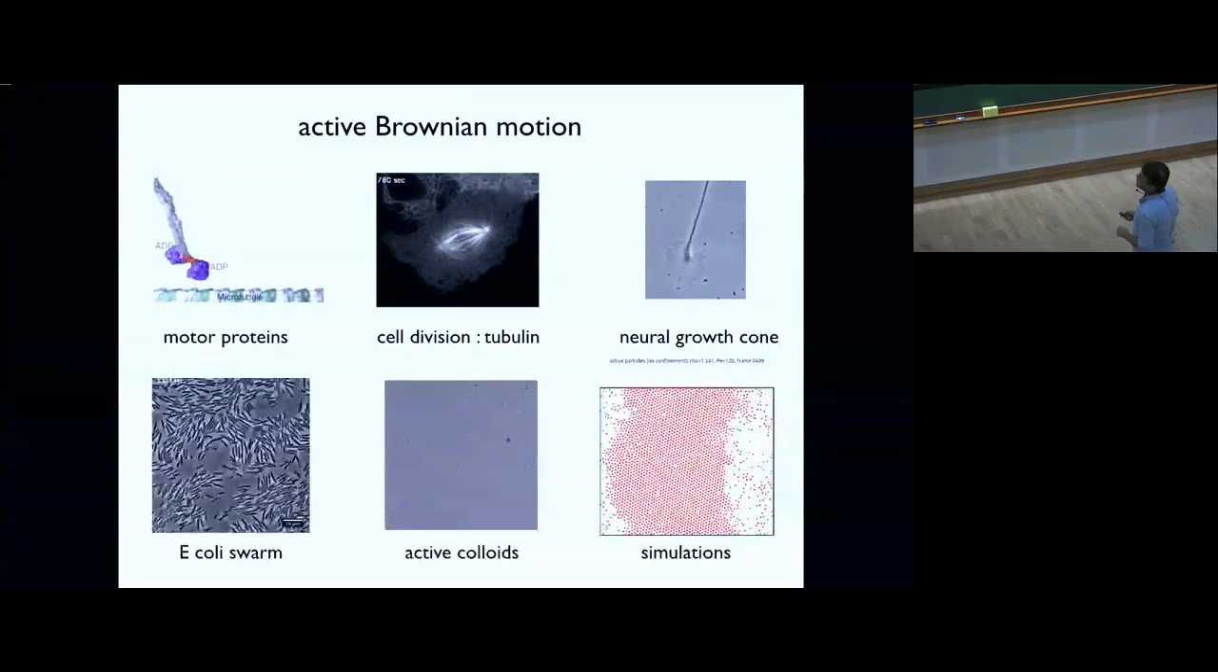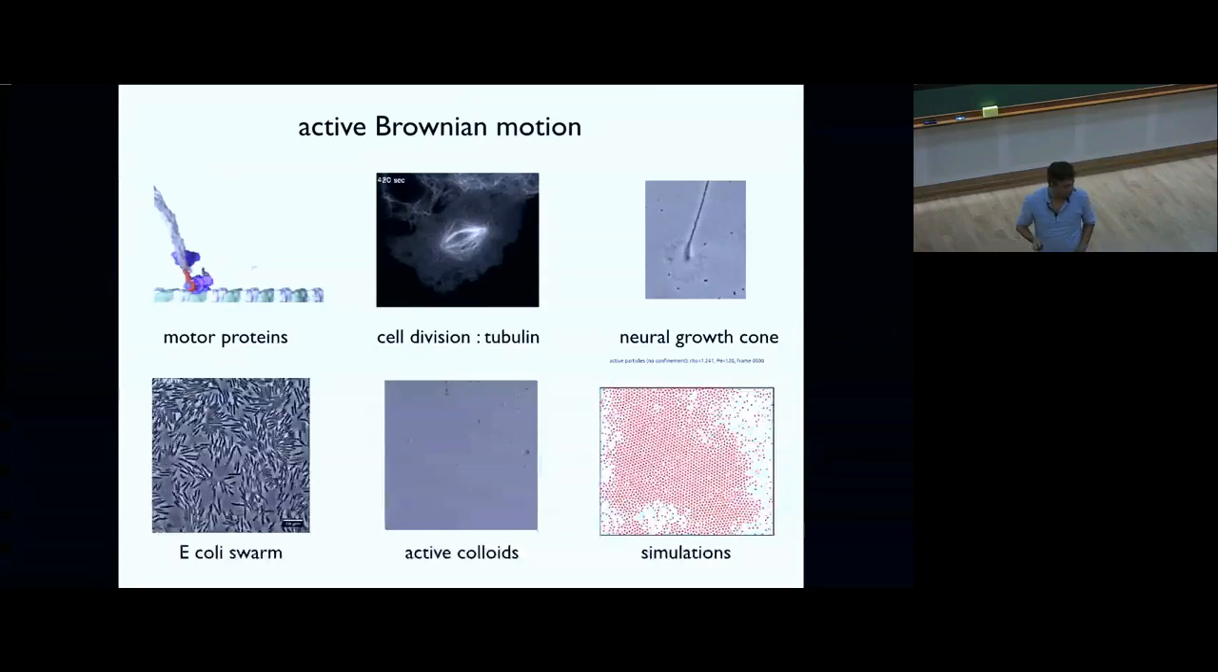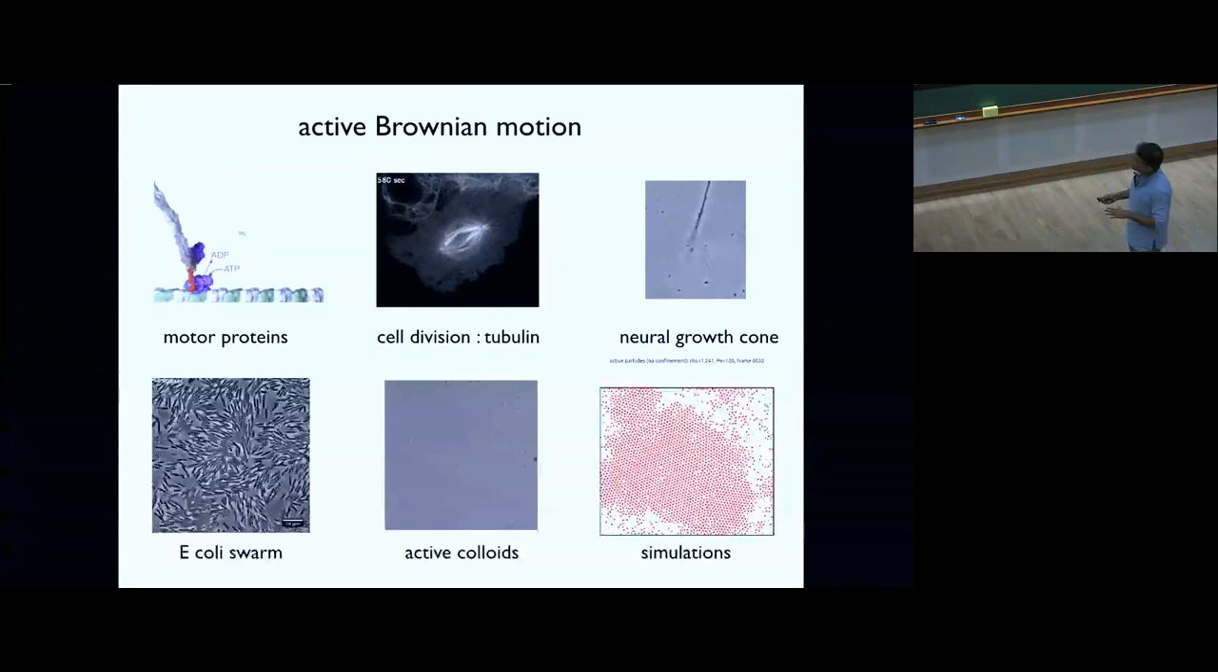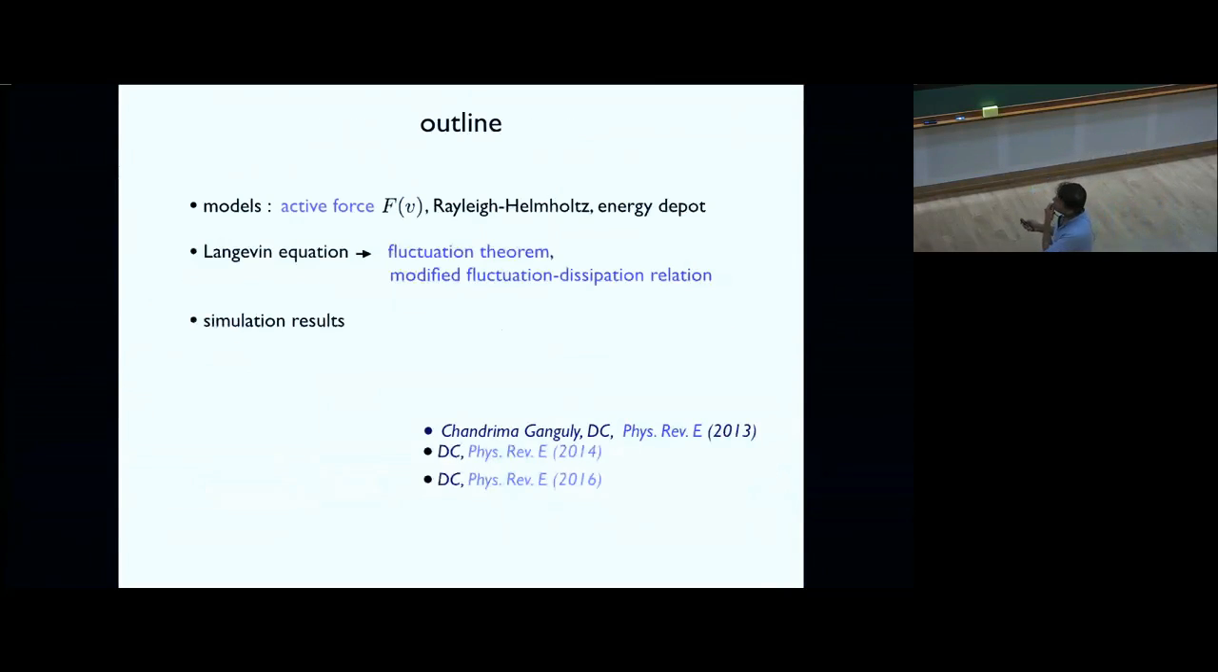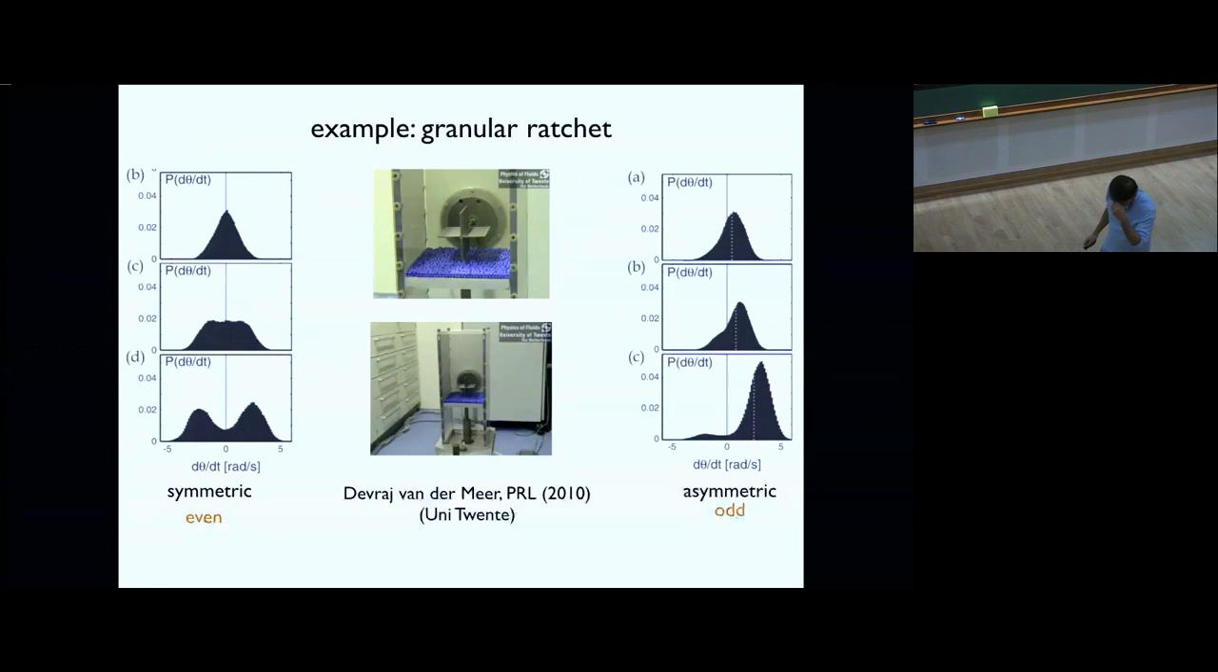So that's activity. So then my plan is to give a couple of models of activity, which will be using some active force model, velocity dependent models. And then I'll give you outlines of fluctuation theorem and some modified fluctuation dissipation relation that's obeyed by these systems and some simulation results. Okay, so before I get into the models, a little bit of motivation why this specific model we are taking.